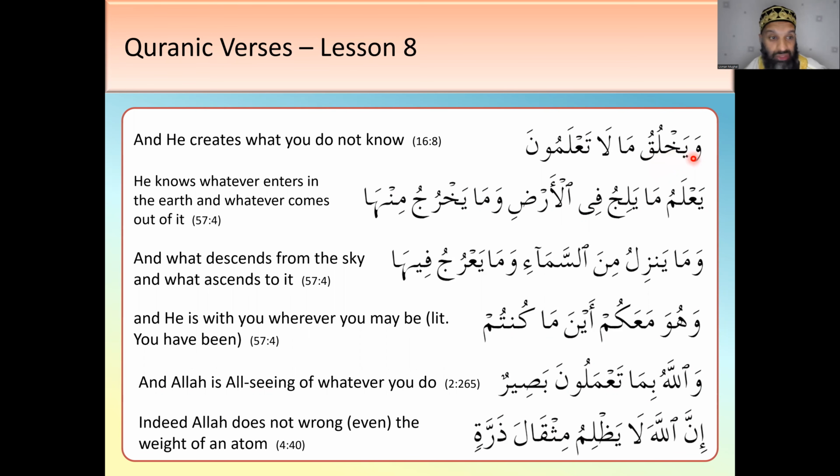Khalaqa is to create. Yakhluqu is the present tense verb we just did today. Present tense table. Yakhluqu. It's not you, but it's him. He creates. And he creates mala, what not. Ta'lamuna, you all have ilm of, you all know. Ta'lamuna is ain lam mim, ilm. Alima is ilm. So ta is you, una is all. You all know. So, وَيَخْلُقُ مَا لَا تَعْلَمُونَ, and he creates what you all do not know.